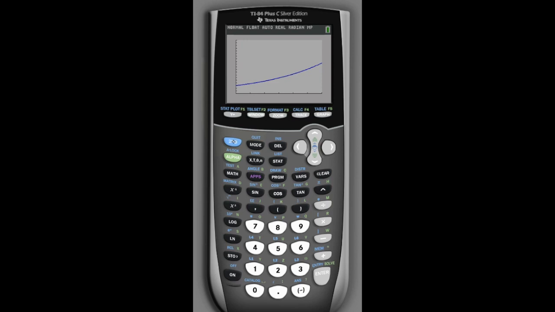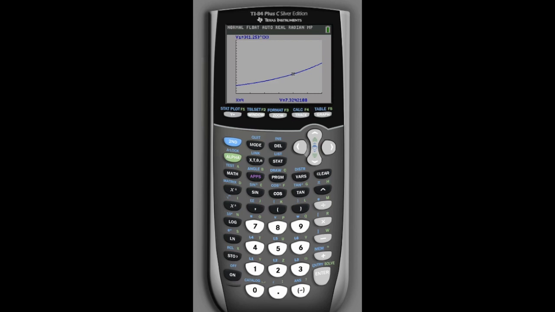So to do that, we're going to press second and trace to get into our calc menu. And I want to enter in the number 4. So I'm going to use the value. I'm going to use the very first option here, number 1. And it's going to sit there and wait for me to enter in the x value. So I'll put in 4. And when I press enter, you can see exactly where it is right there.